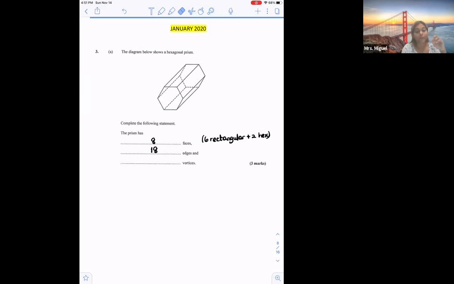All right, so we have 8 faces, 18 edges, and let's see how many vertices. The vertices at the top, the points here: 1, 2, 3, 4, 5, 6, 7, 8, 9, 10, 11, 12. So I have 12 vertices. 8 faces, 18 edges, and 12 vertices.